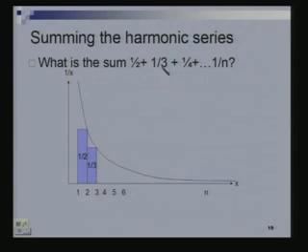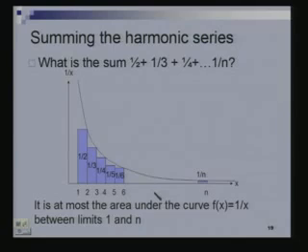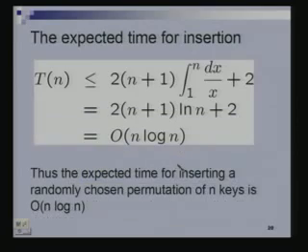So I'm getting the terms here. Next one 1/4, 1/5, 1/6. The last one at n, I'll draw it in this manner. So this sum is at most the area under the curve f(x) equals 1/x between the limits 1 through n. Right? So this sum is less than or equal to the area under the curve 1/x between limits 1 through n.